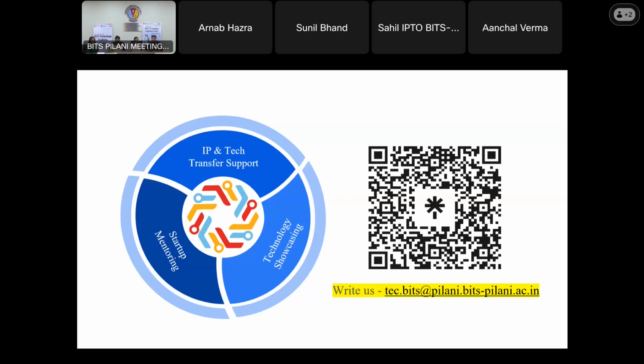It could be a joint collaboration for research and development. We can also explore technology licensing possibilities with you. Thank you for your time for attending this session today.